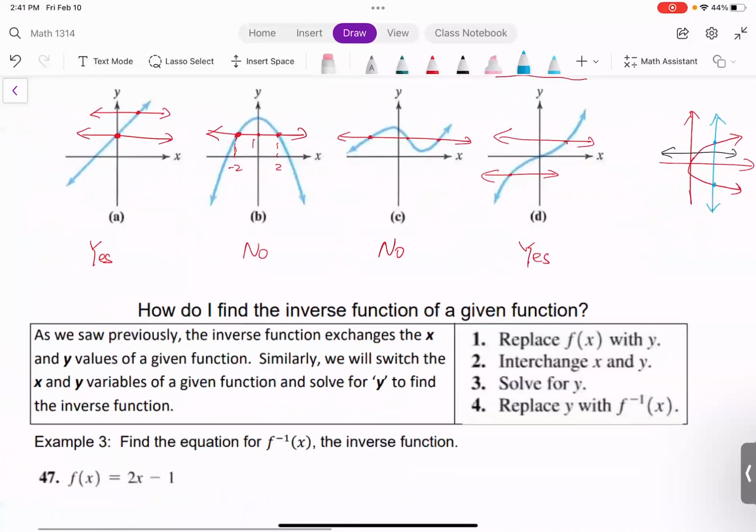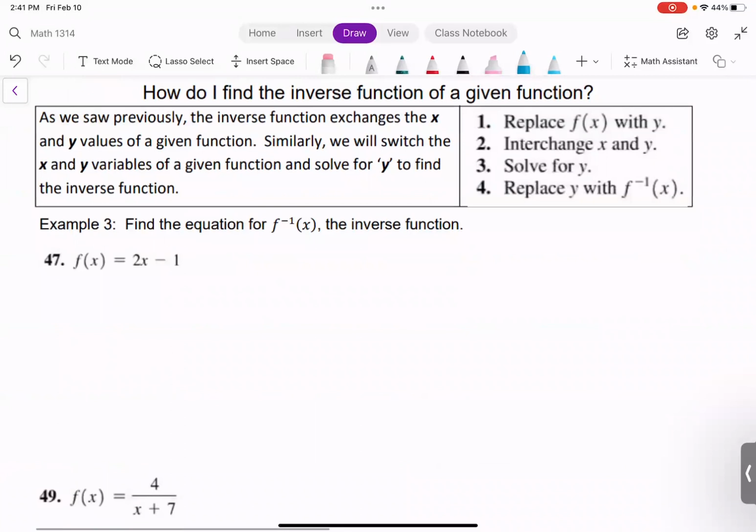Okay, let's see. How do I find the inverse function? We have 4 steps. First, replace f of x with y. Second, interchange x and y. Third, solve for the y. Fourth, replace the y by the inverse function of f. Okay, let's see the example.